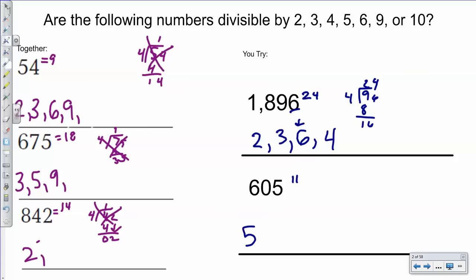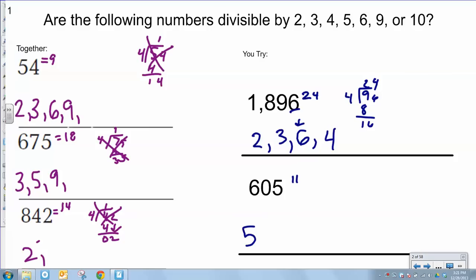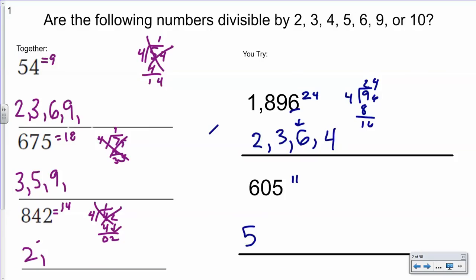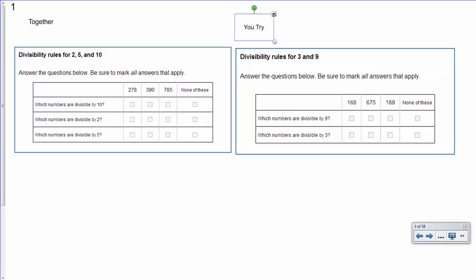So when are all of these divisibility rules going to help us? Well, when we get into simplifying fractions, finding equivalent fractions, knowing this stuff off the top of my head will make it really easy for me to help with fractions. So let's go ahead and do another together problem. This is what you're going to see on your practice problems on Alex.